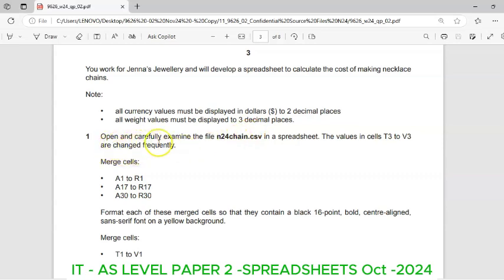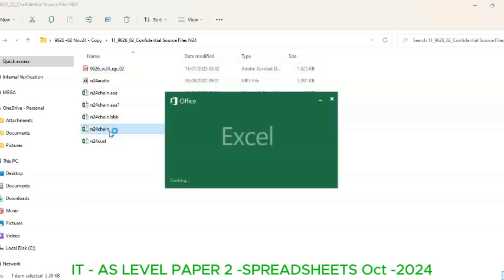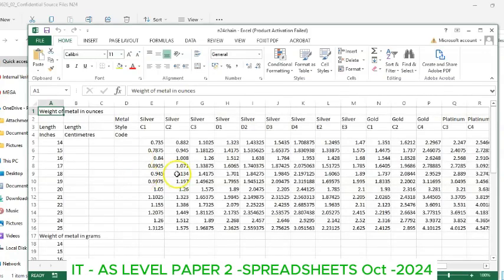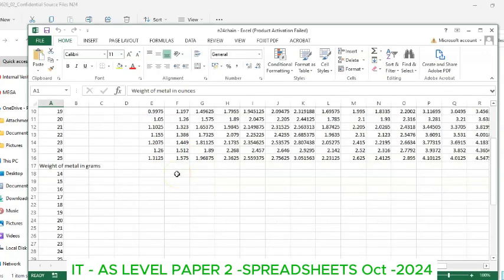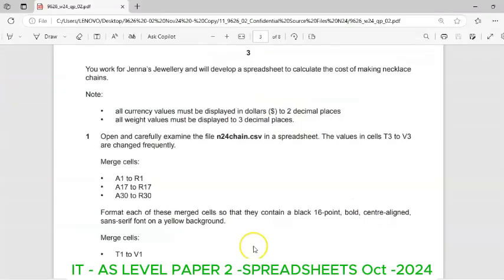We are asked to open and examine N24 chain. That's the file that we're going to be working with. So this is the file that we need to focus on, the unedited file, which needs to be edited by performing a few tasks.